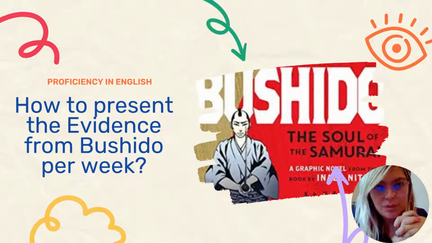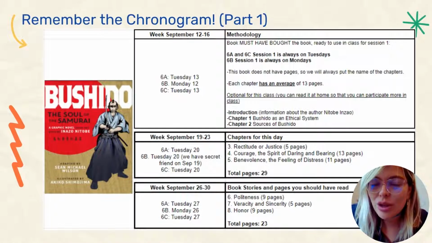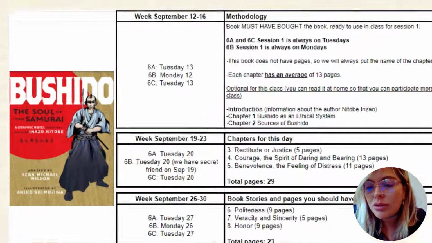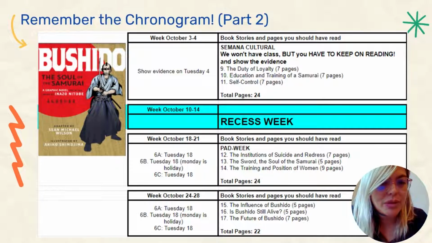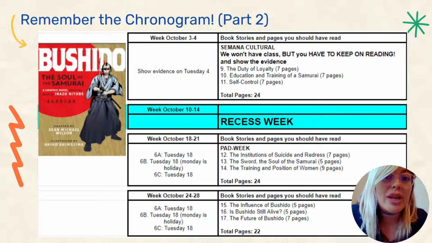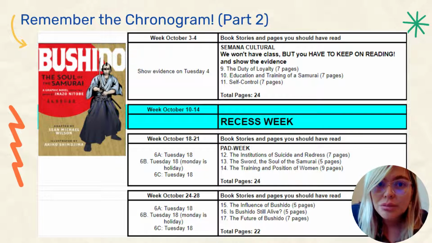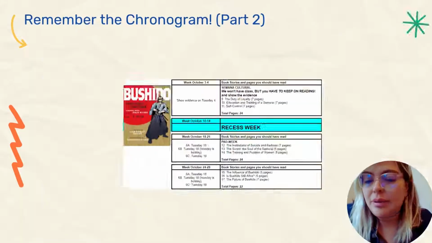for Bushido, the novel. The first thing that you need to remember is to please take a look at the chronogram. We're going to have some chronograms for part number 1 and also number 2, which is basically the last 2 weeks of September and October as well. Hopefully, we will finish by October the 28th. So please remember to check this in Google Classroom in the section of Anuncios, okay?